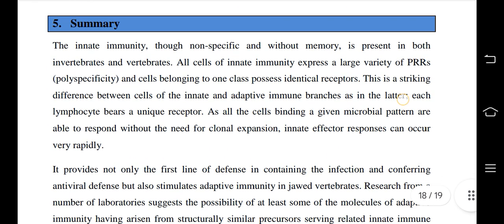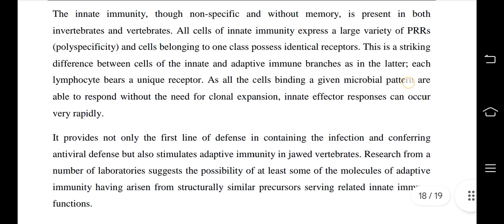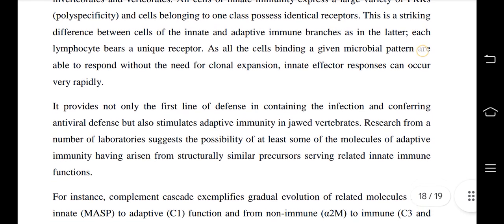Summary: innate immunity, though non-specific and without memory, is present in both invertebrates and vertebrates. All cells of innate immunity express a large variety of PRRs, polyspecificity, and cells belonging to one class possess identical receptors. This is a striking difference between cells of the innate and adaptive immune branches, as in the latter, each lymphocyte bears a unique receptor. As all the cells binding a given microbial pattern are able to respond without the need for clonal expansion, innate effector responses can occur very rapidly.